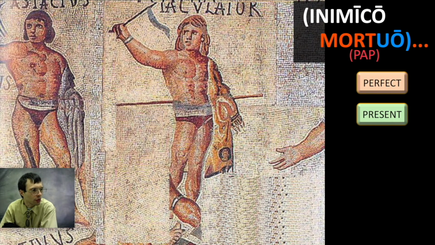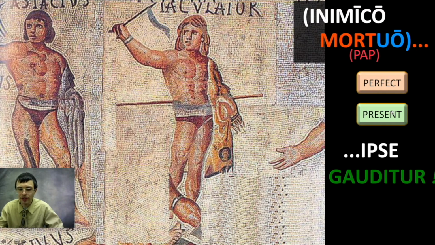Inimico mortuo. Now, what construction is that up there? I hope you said ablative absolute. That's another way that the PAP can be used to set the stage before the action occurs. Inimico mortuo ipse gauditur. Now, this is another really good way that you can use the PAP to set the stage before the main action.